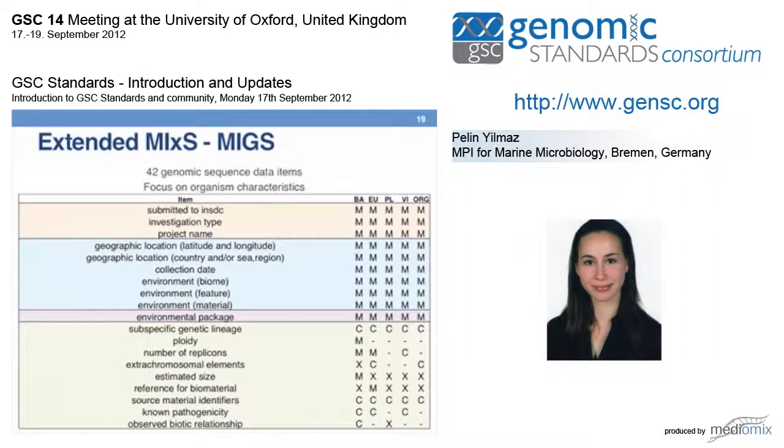But when we want to be more detailed, then that's also possible. So if we look at all of the requirement types for MIGS, so if we consider all mandatory, conditional mandatory, and optional items, then we go up to 42 genomic sequence data items. But this allows you to be more detailed rather than minimal, and well, also you give more back to the community.